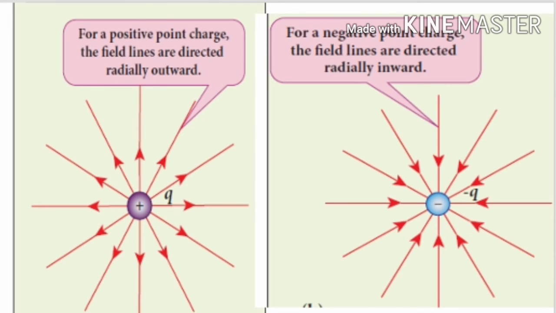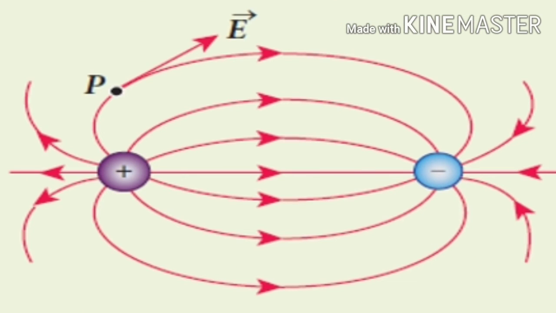Next one is about the electric field lines. Look at the picture. For a positive charge, the electric field around the point charge is radially outward. Similarly, for the negatively charged point charge, the electric field around it is radially inward. See the next picture. From the picture it is understood that the electric field around the point charges always starts from the positive charge and ends at the negative charge.